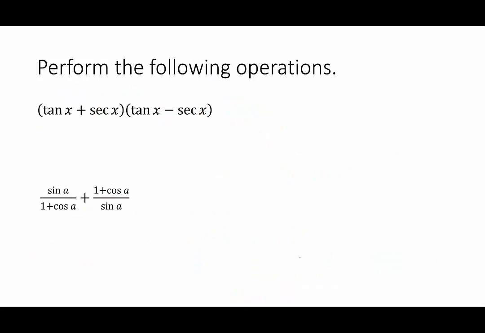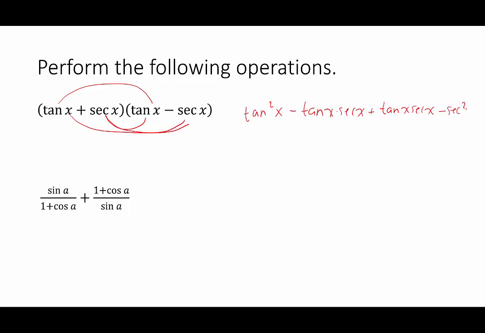In the first example, it looks like we need to distribute tan of x plus secant of x to tan of x minus secant of x. So tangent of x times tangent of x would give us tangent squared x. And then we would have minus tangent of x times secant of x. Then here we would have, I'm just going to put these in the same order, tangent of x times secant of x. And then we would have minus secant squared of x.